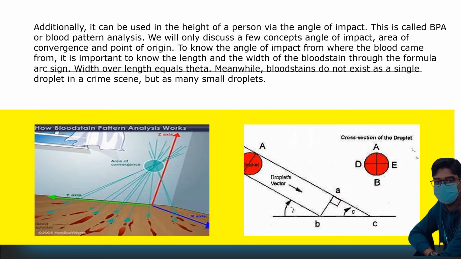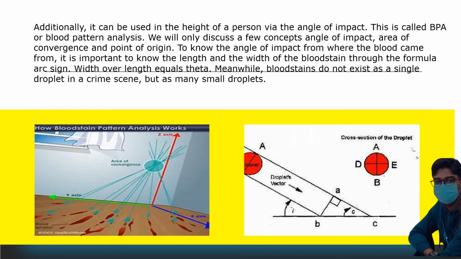We will only discuss a few concepts: angle of impact, area of convergence, and point of origin. To know the angle of impact from where the blood came from, it is important to know the length and the width of the blood stain through the formula arcsine of width over length equals theta.